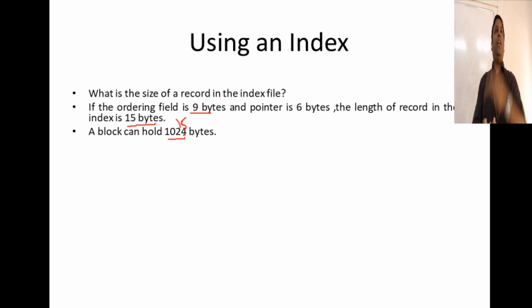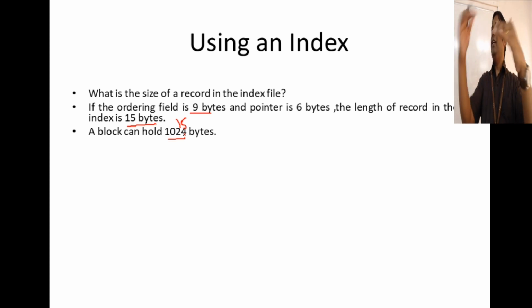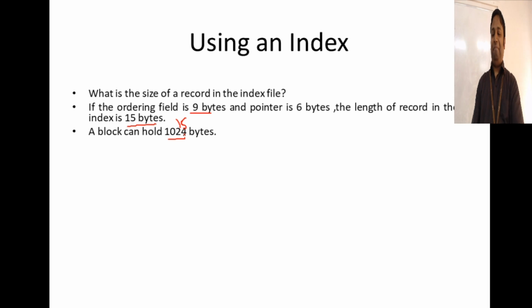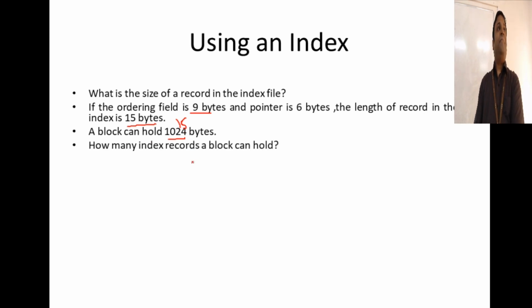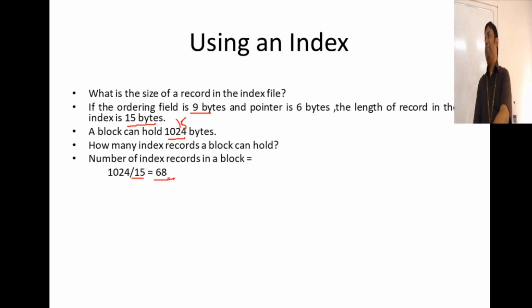Now, in every block, how many index entries can I have? The size of an index entry is 15 bytes. The size of a block is 1024. In every block, how many index entries can I have? It's nothing but 1024 by 15, 68 records you can have in your blocks.